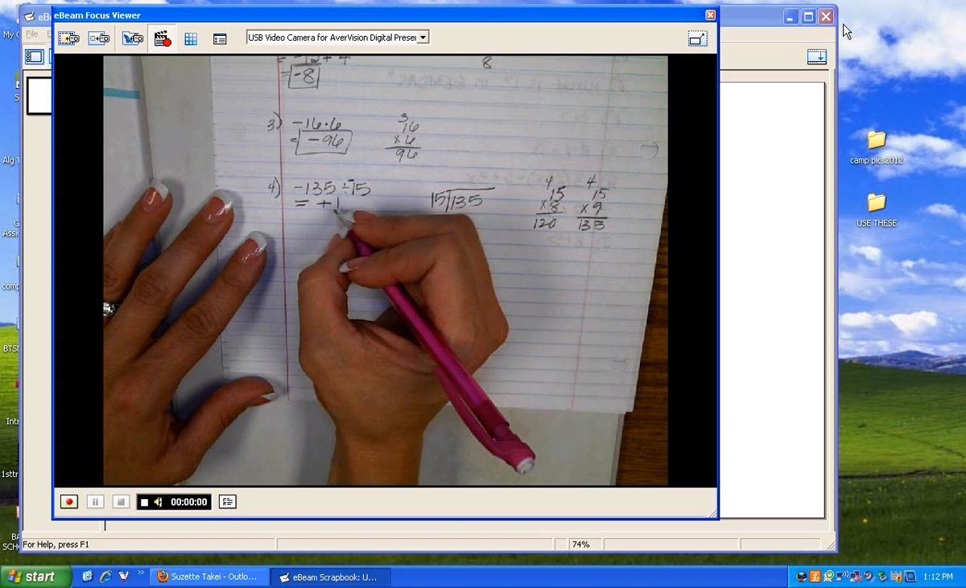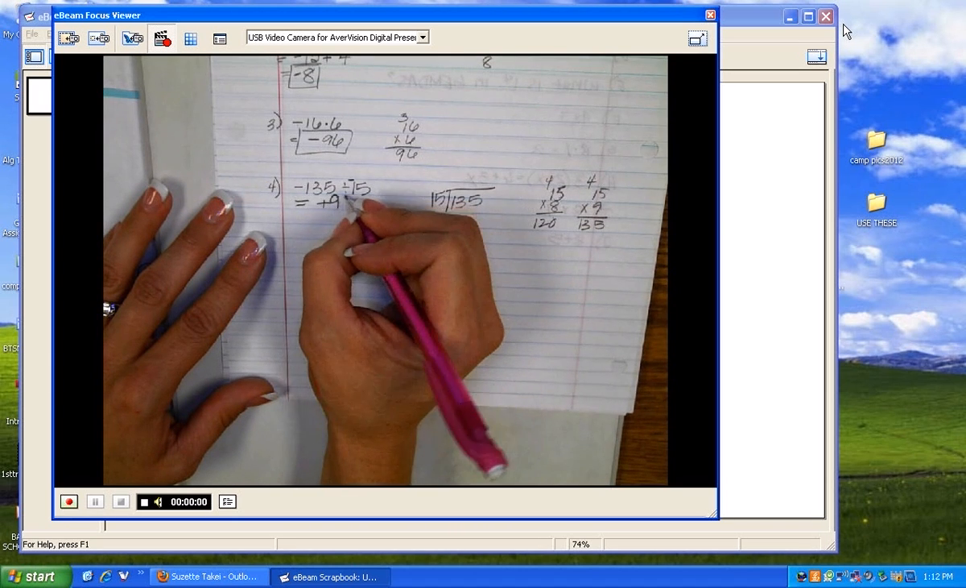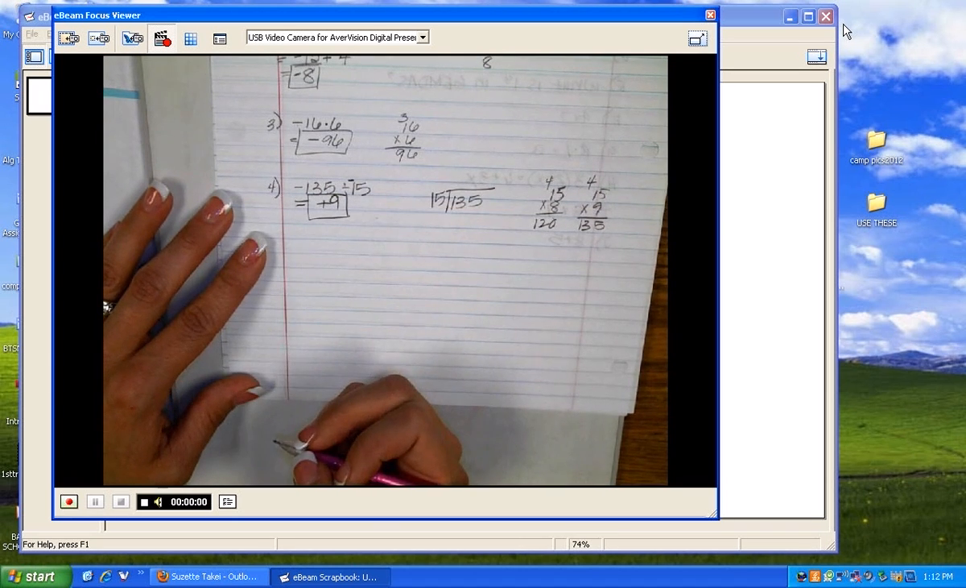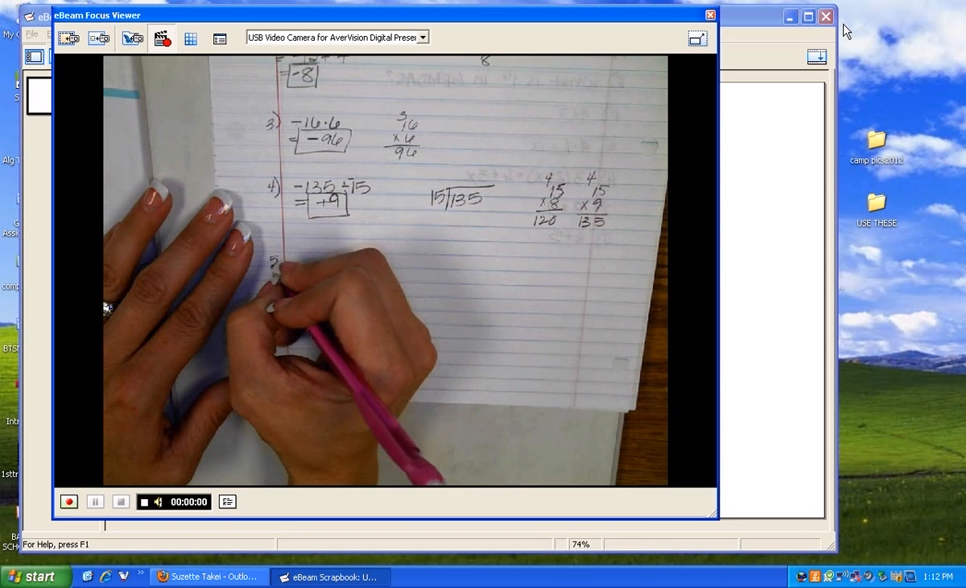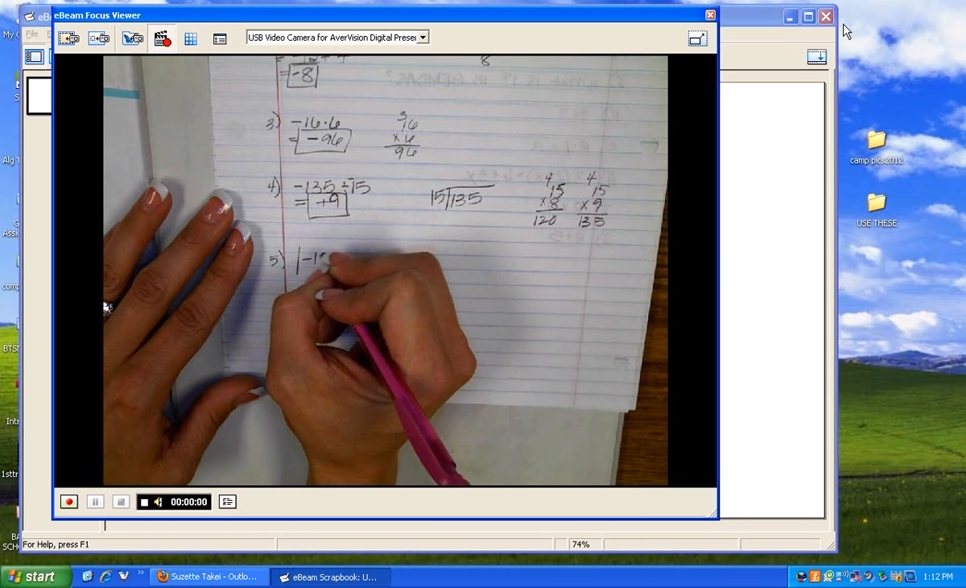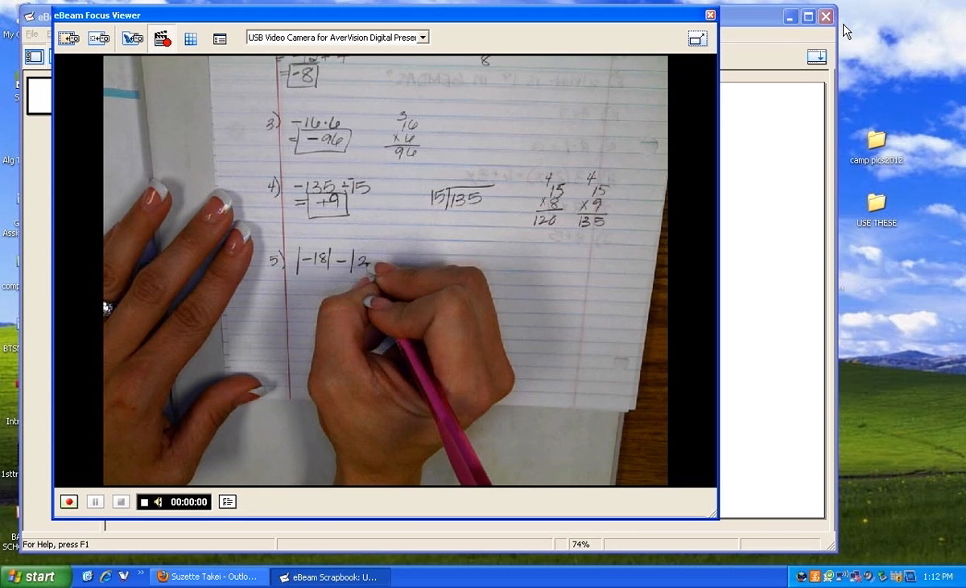So I know that it went in 9 times, and so my answer is positive 9. Number 5 is the absolute value of negative 18 minus the absolute value of 26.